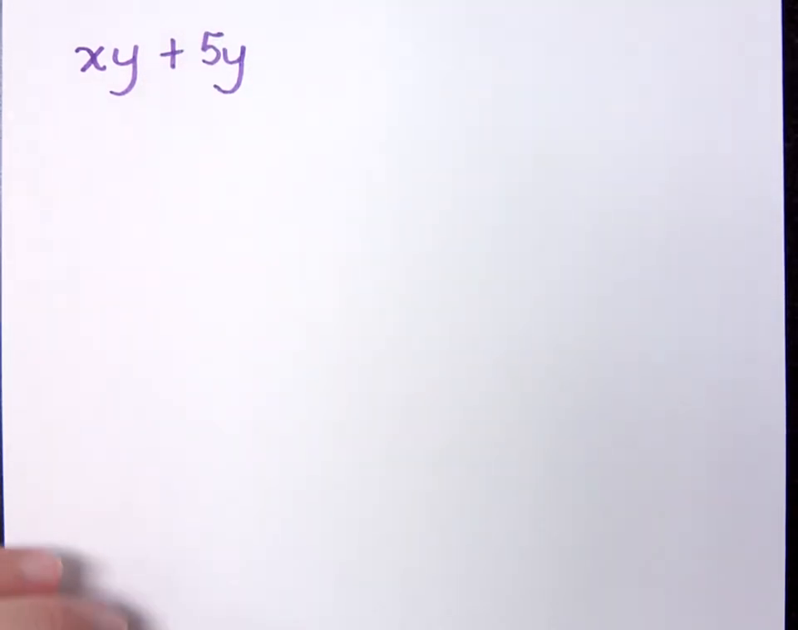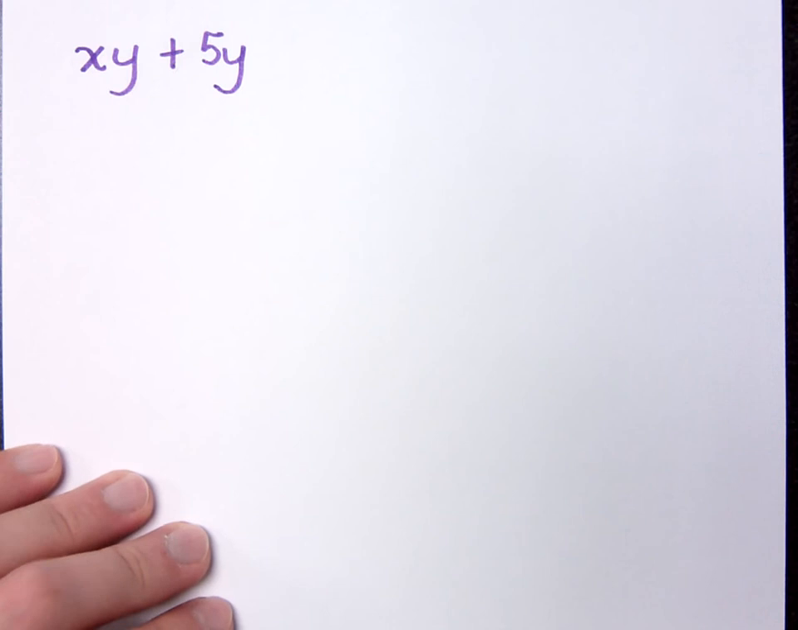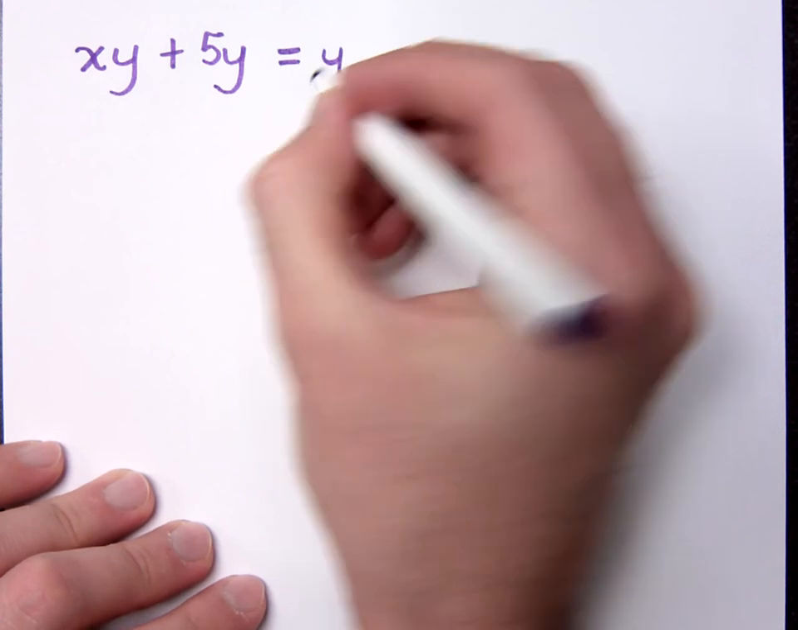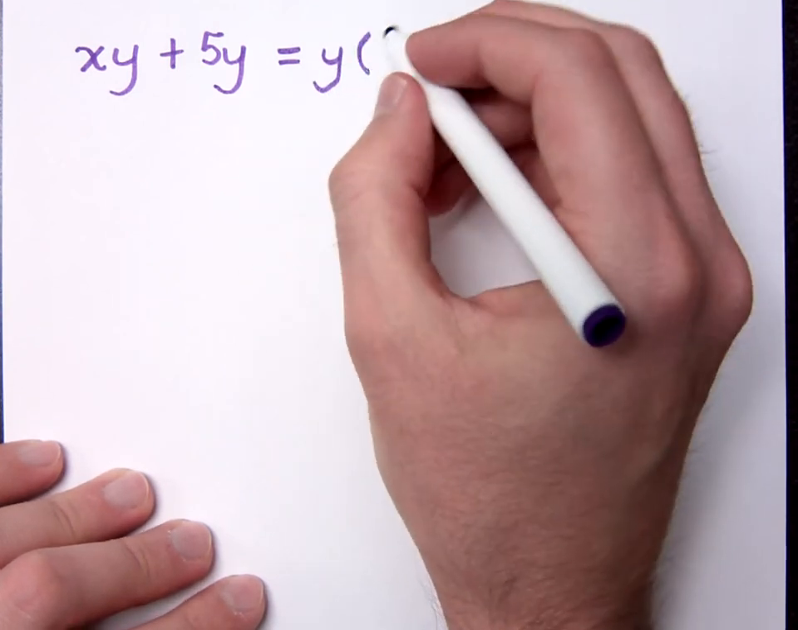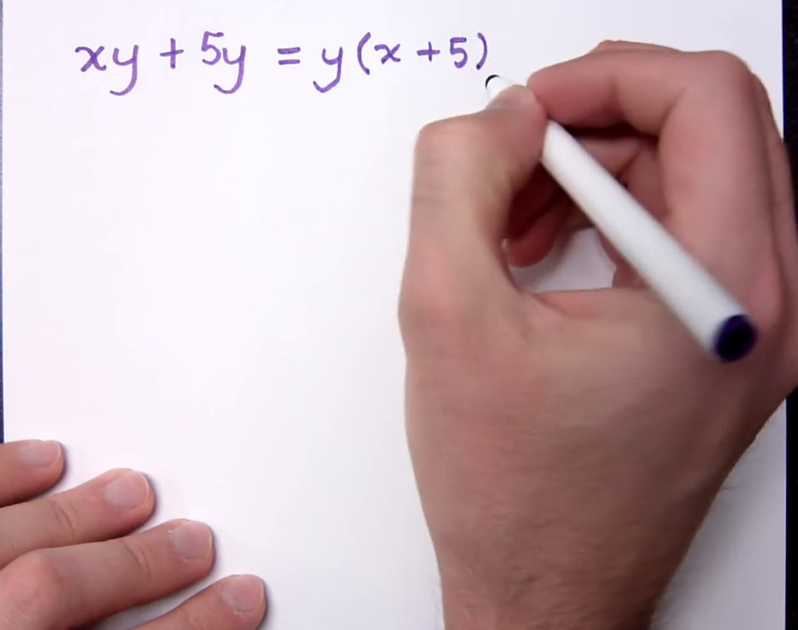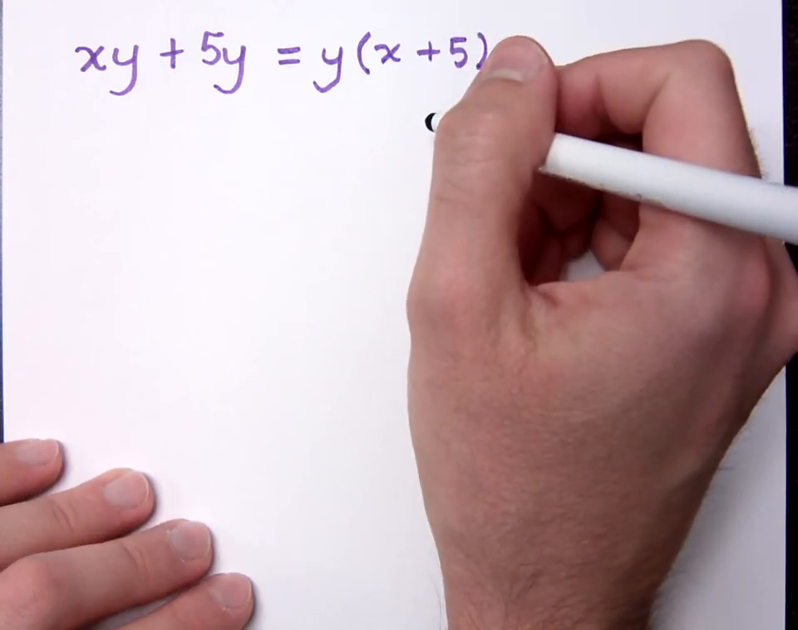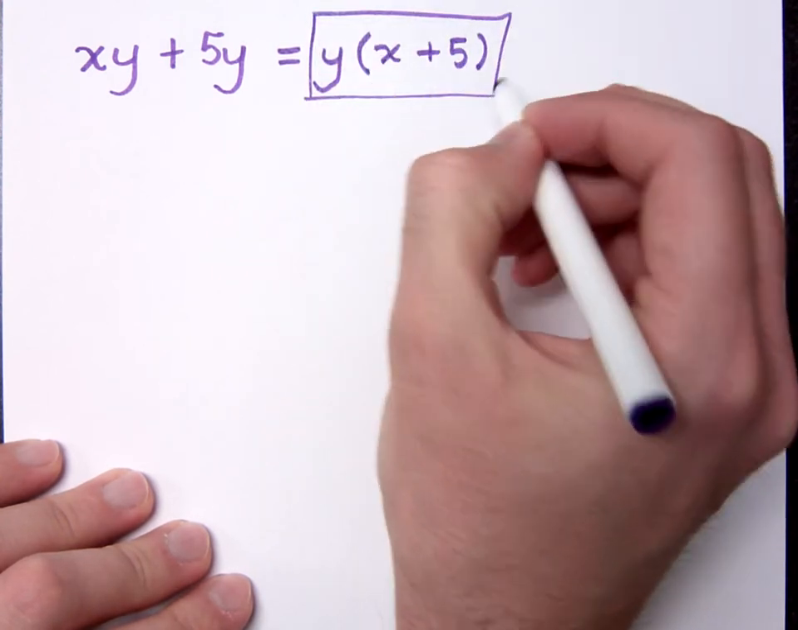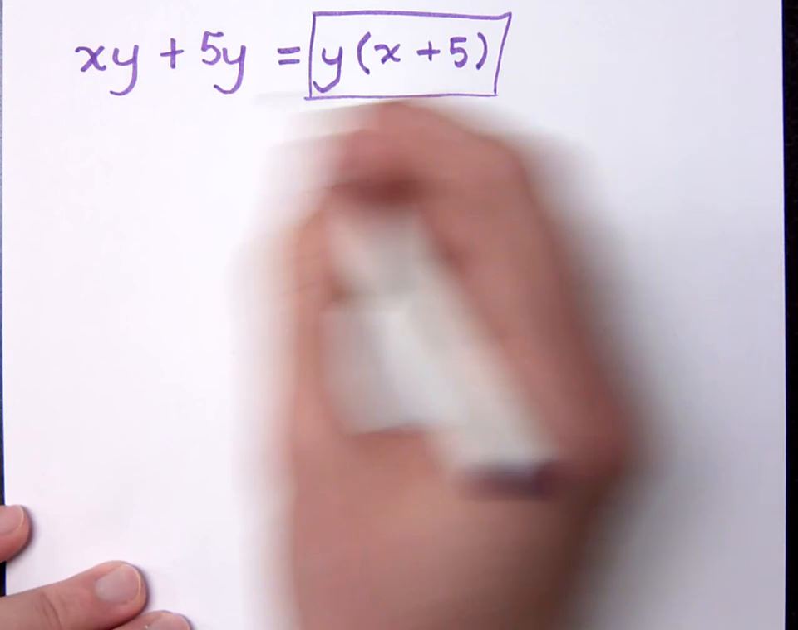How do you factor this guy? What's the common factor? If you factor that out, what do you have left? X plus 5, possibly the easiest problem we could do today, right? Well, as long as you get this, then the next stuff is going to be just as easy, right?